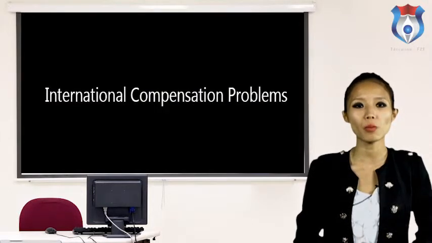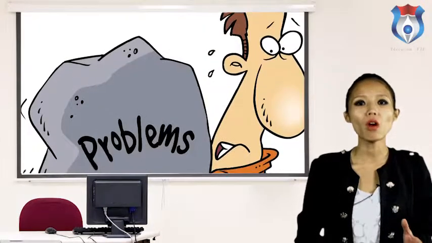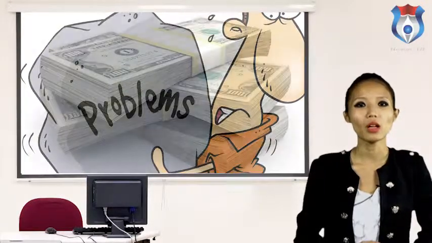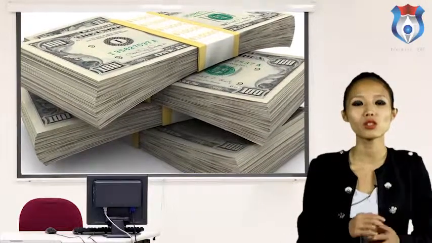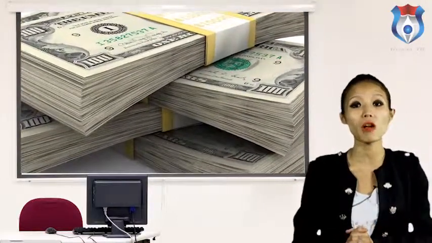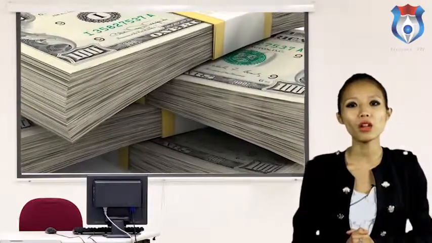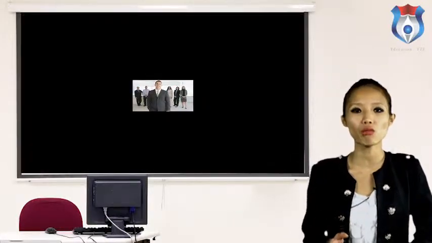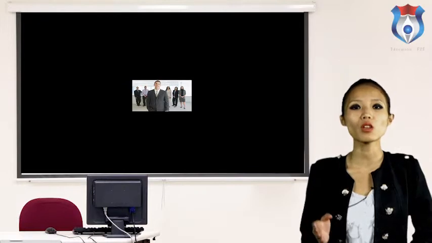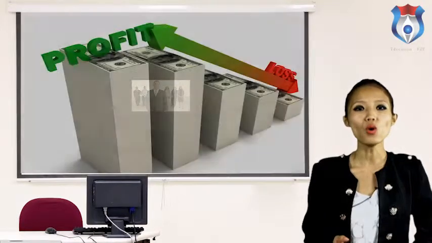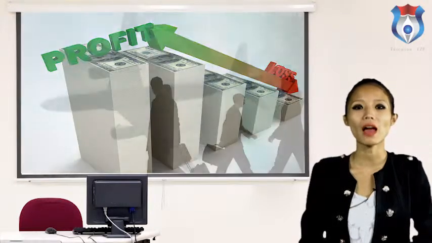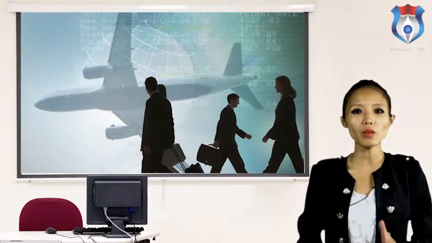International compensation problems. Problems often arise when one or more of the following principles are not allowed. The compensation program does not provide for equitable treatment of expatriates, host and third country nationals. The program is not sufficiently competitive to attract, motivate and retain qualified personnel. No unusual gains or losses are associated with assignments overseas, and the costs of the program are not reasonable.